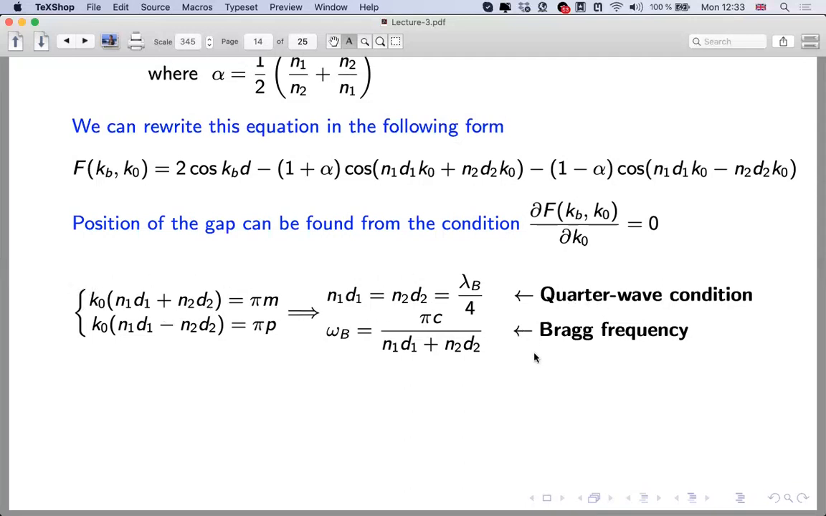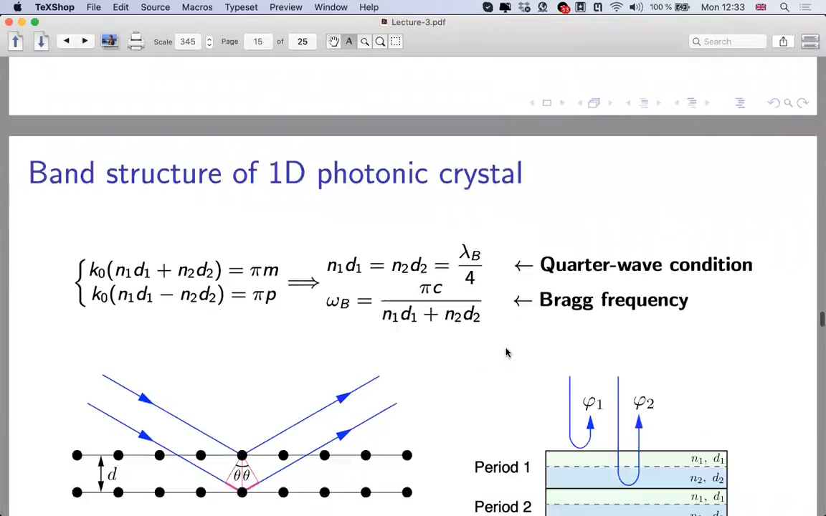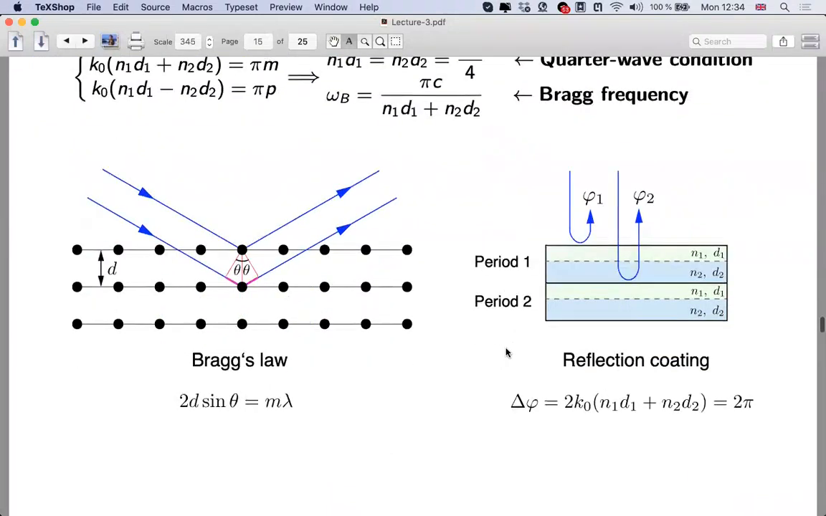So, if you know lambda, it's not a problem to calculate the frequency, omega b, because frequency is c over lambda b multiplied by 2 pi, yeah? And this is exactly the Bragg frequency. So actually, it's quite easy to understand this nature.